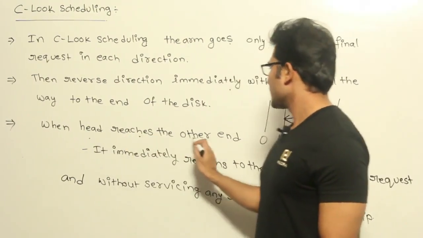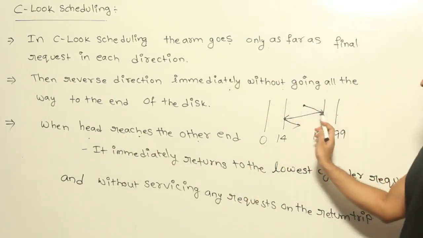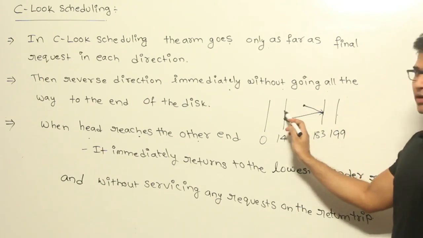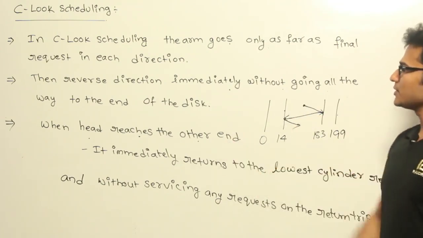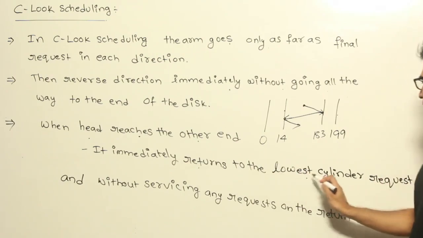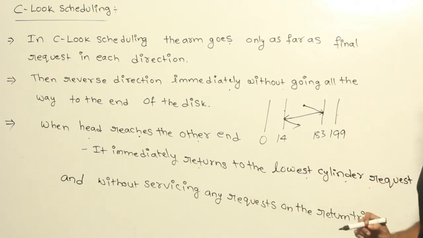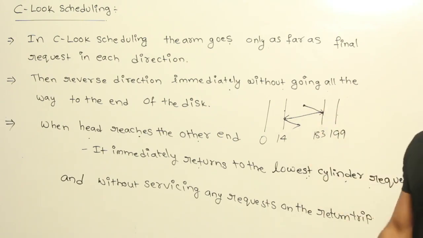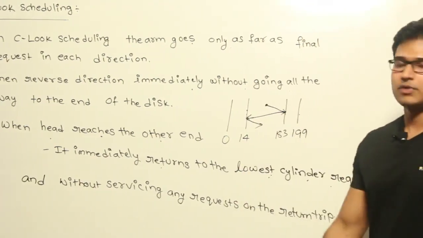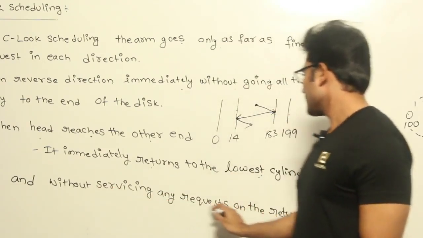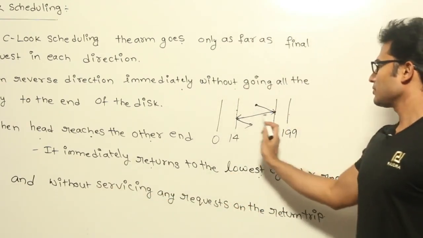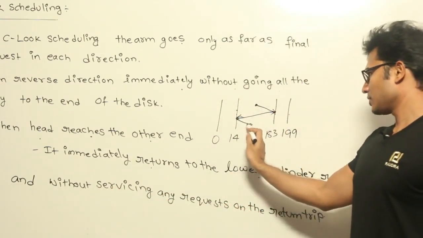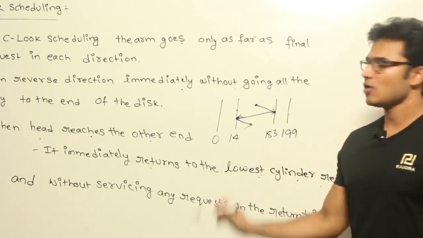Now when the head reaches the other end, either from here if you reach this point, or from here if you reach this point, that is the end, isn't it? When the head reaches the other end, it immediately returns to the lowest cylinder request, right? So here also we are assuming that the movement is towards the higher side. In that case we are going to return to the lowest cylinder number. In case the movement is towards the lower side, then we return to the highest request. Got it? And without servicing any request on the other trip, we are going to return back to the lowest number in this case without servicing any request on the way. Got it?